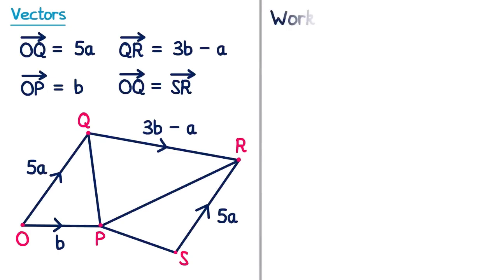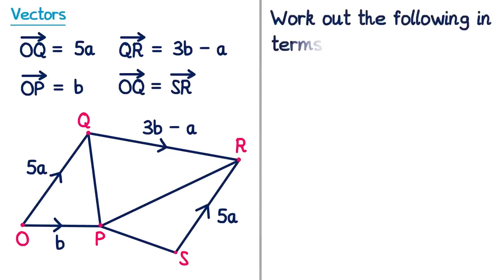Sometimes a question might say, work out the following in terms of a and b. We're going to start with the vector from Q to P. We need to start at Q, so I'm going to place this green dot on Q, and we need to go to P. But we want to travel along vectors that we already know. You can see we could go there direct, but we don't know that vector yet. So instead, we're going to go from Q all the way down to O, which is the vector QO, and then from O all the way across to P, which is the vector OP.